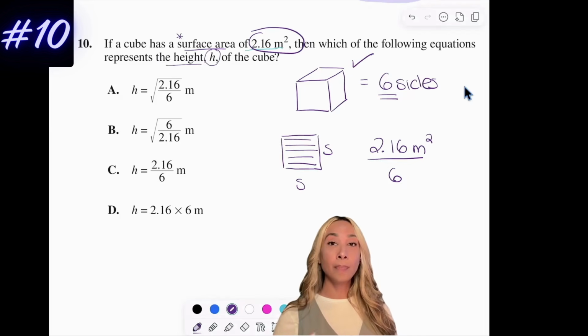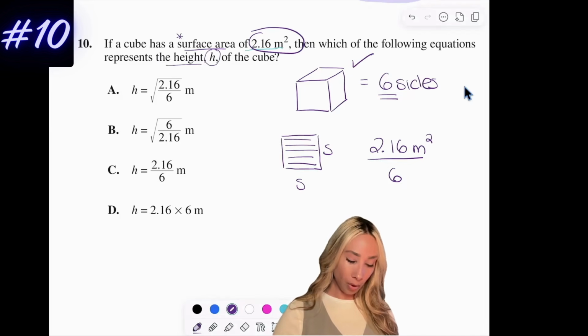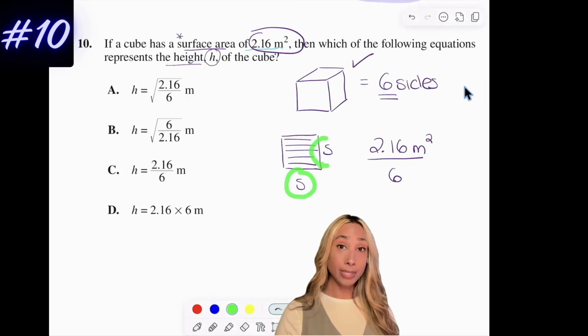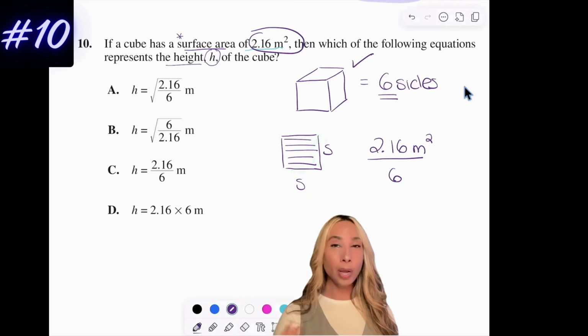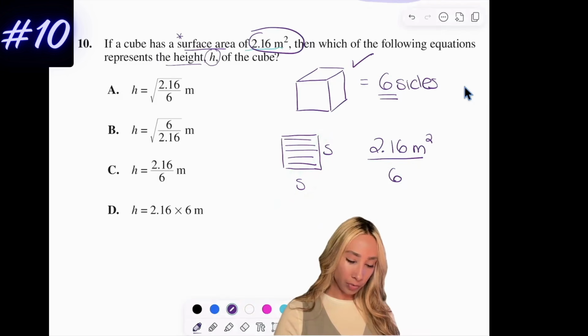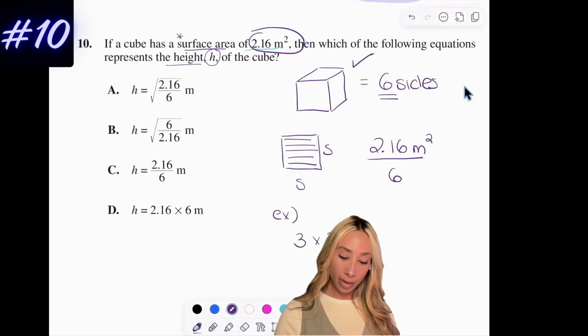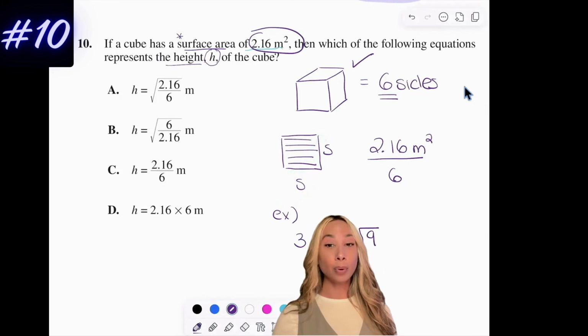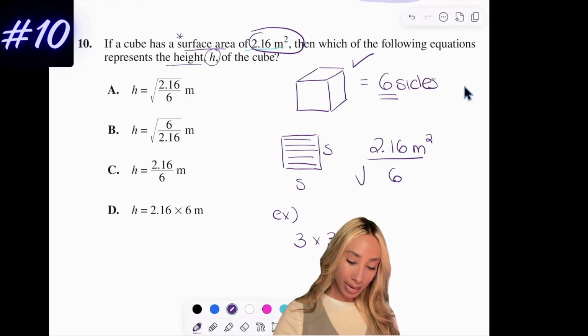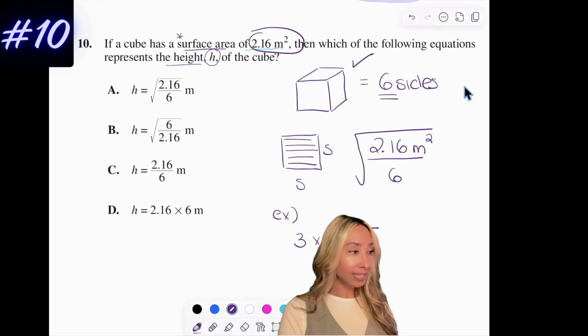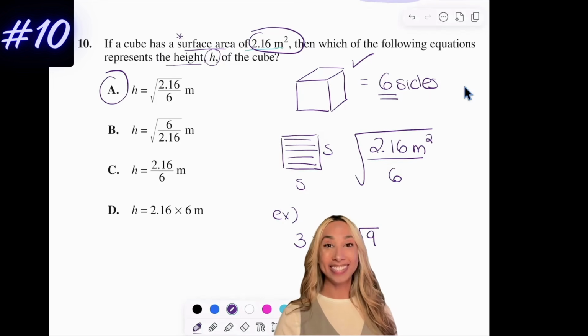Then the second thing is we have to find the side length. Well, we know it's length times width or side times side. Since it's a cube, all the sides are the same. That means I have to do the opposite of multiplying two numbers that are the same. Well, we've seen this before. So for example, if the side was 3 times 3, that would equal 9. And we know if I take the square root of 9, I'm going to get 3. That means the reverse, or finding two numbers that are the same that multiply to something, is to take its square root. Okay, so that's going to leave me with my answer of option A.